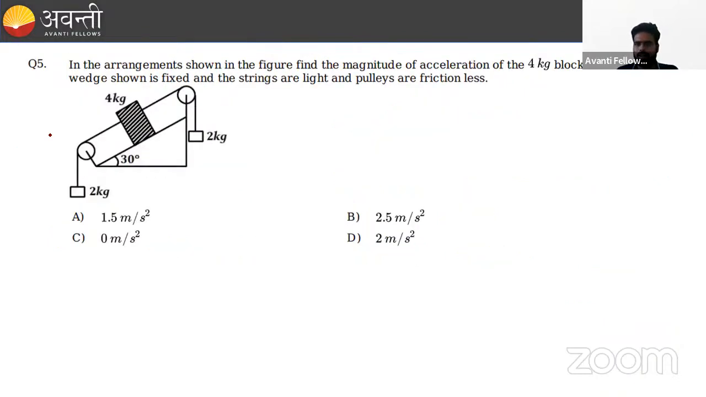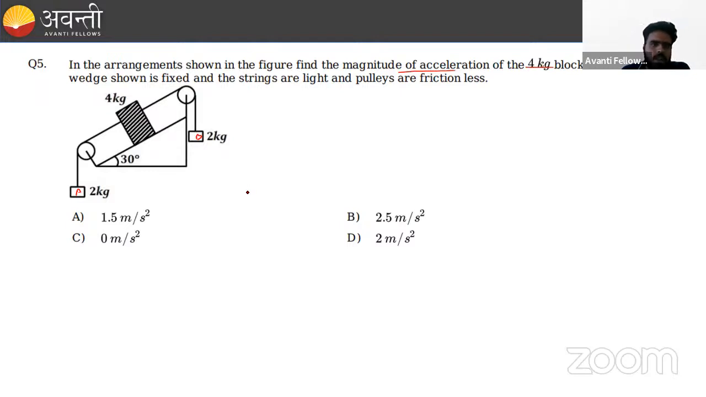In this problem, again, it is asked from the Newton's laws of motion application. Again a very good problem, and the string and pulley concept is also applicable in this problem. What is given in the problem? It is given that there are blocks supported by a string pulley arrangement. Say this is block A, this block is B, having mass 2 kg, and that supports another block C that is placed on an inclined plane, and the angle of incline is given as 30. We have to find out the magnitude of the acceleration of the 4 kg block.